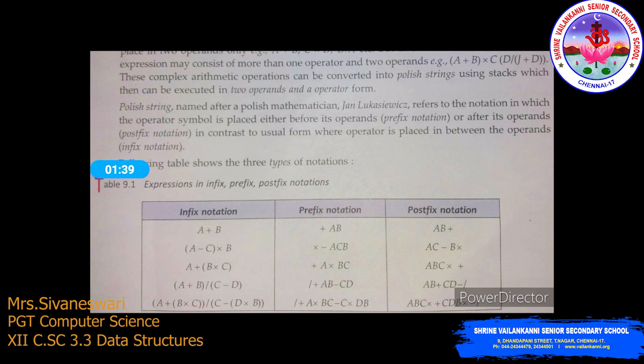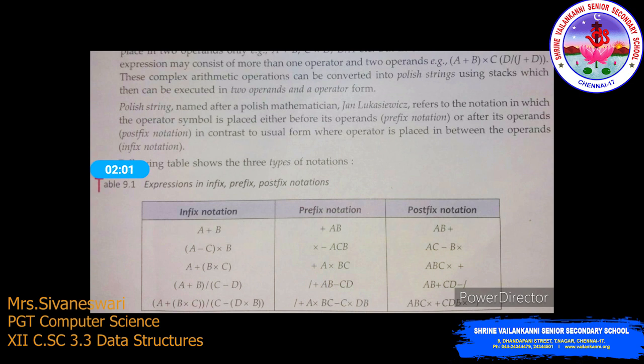Depending upon the position of the operator, there are three types of notations. If you see the table below, you will understand. We have infix notation, prefix notation, and postfix notation. Infix is the one which we normally calculate: a plus b, a minus c cross b, a plus b cross c.